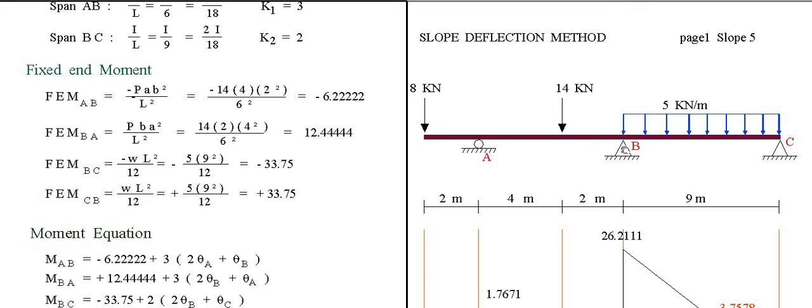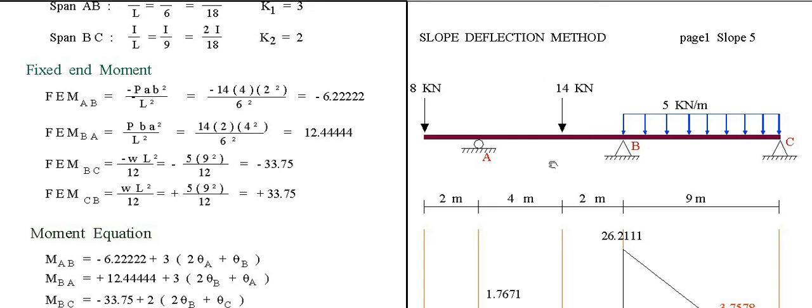Okay, fixed end moment AB is equal to, not including the theta. The load P is 14, then near distance from A is 4, then times 2 square divided by 6 square. Okay. Negative. Then simplifying this, it is minus 6.2222. Now why negative? Okay.